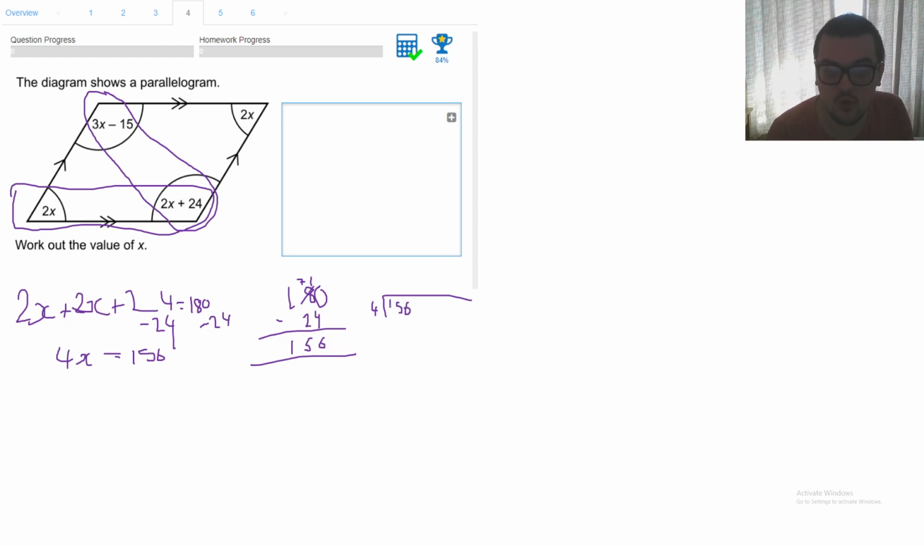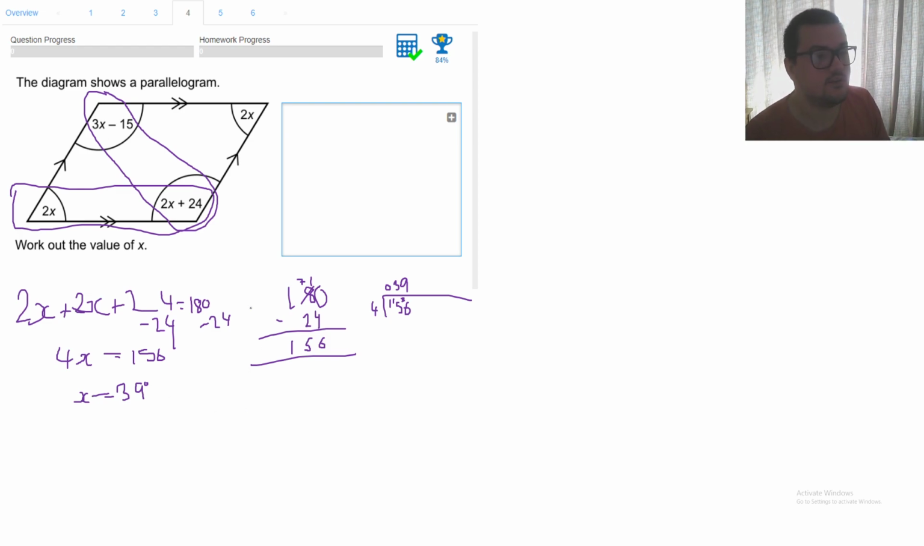How many 4s go into 1? 0. How many 4s go into 15? Because the 1 carries. 4, 8, 12, 16, 15 is less than 16, so we go to the 3. 3 times 4 is 12, plus 3 is 15, so our remainder is 3. How many 4s go into 36? That's 9. So our value of x is 39 degrees.